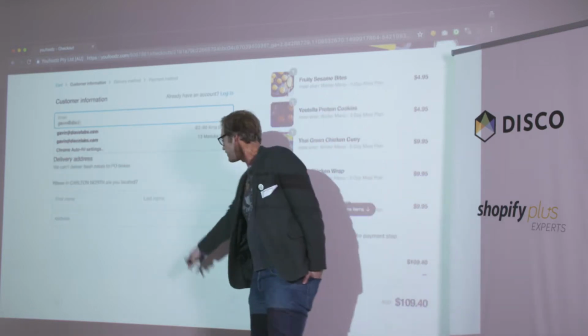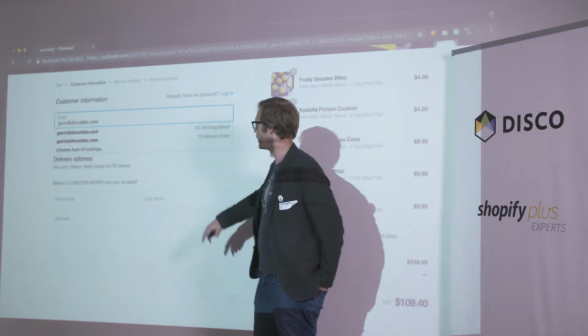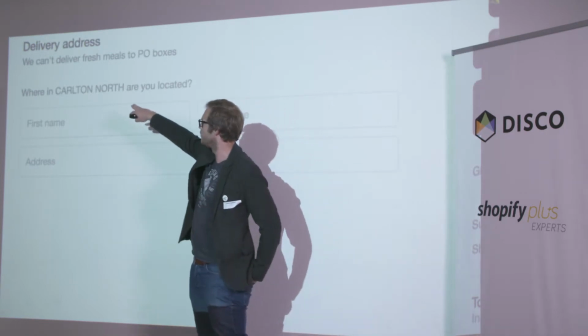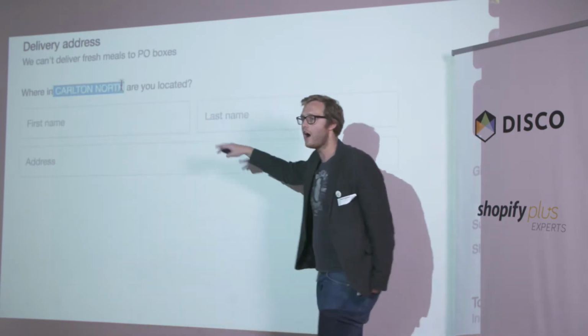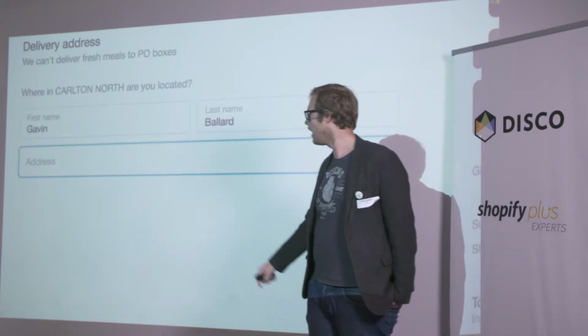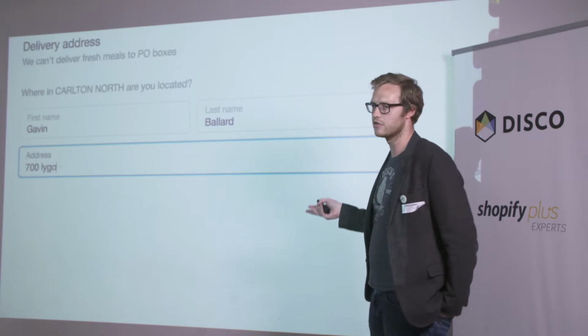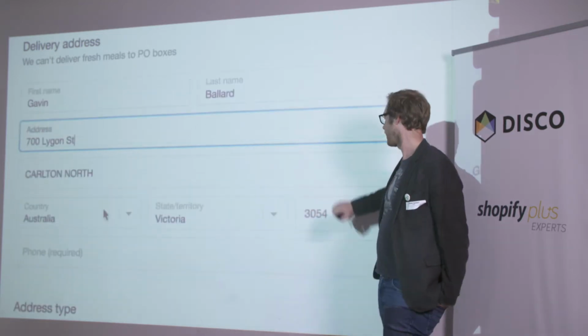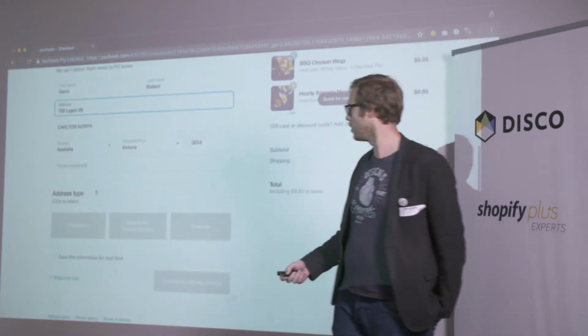So we've gotten rid of most of the address fields because we have an autocomplete that we want to populate. You can see we've pre-populated it with where we know where they are in advance. So they're going to chuck in their name, and then as soon as they start typing their address, you get the autocomplete functionality. We've got a fallback, can't find your address, in case the autocomplete doesn't work.